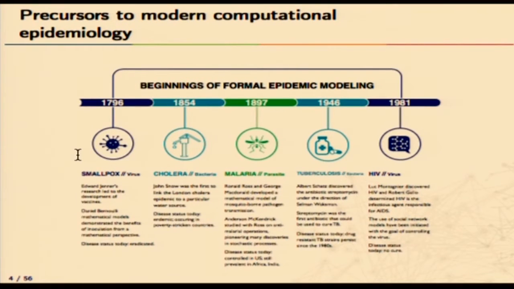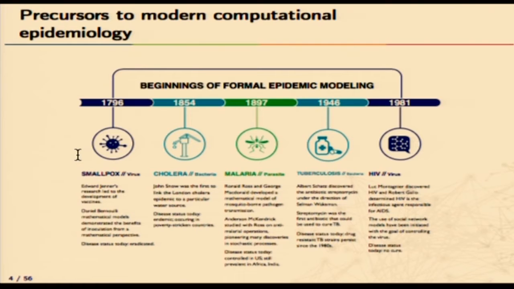So starting from the smallpox vaccine 200 years back, there have been several major events in the development of mathematical epidemiology. The smallpox vaccine was developed by Jenner. He saw that people who got infected by cowpox were not getting infected by smallpox, and so that gave him the idea of protection using that. One of the nice studies was the spread of cholera.